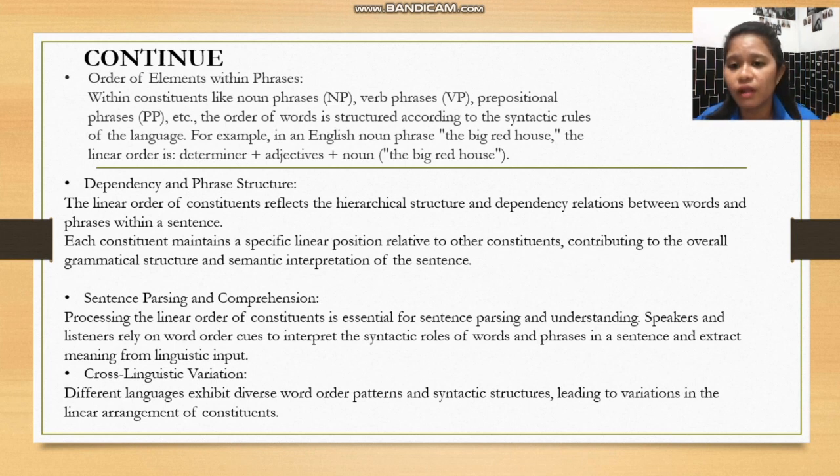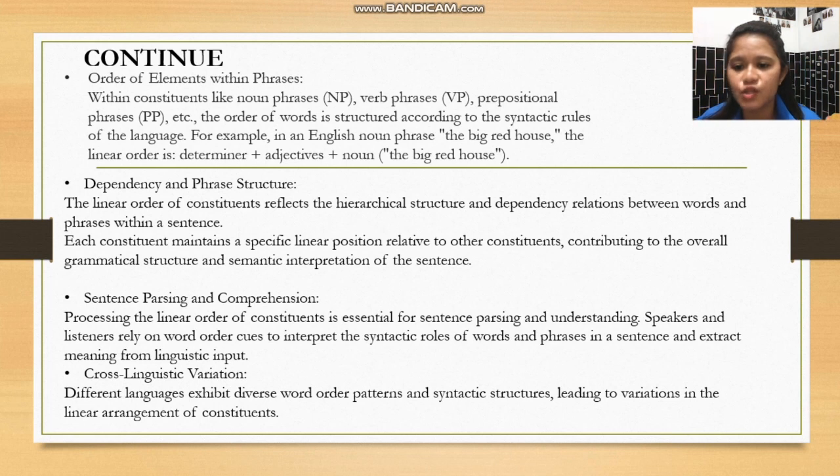Continue. Two, order of elements within a phrase. With constituents like noun phrase NP, verb phrase VP, prepositional phrase, the order of words is structured according to the syntactic rules of the language. For example, in the English noun phrase "the big red house", the linear order is determiner plus adjective plus noun: the big red house.